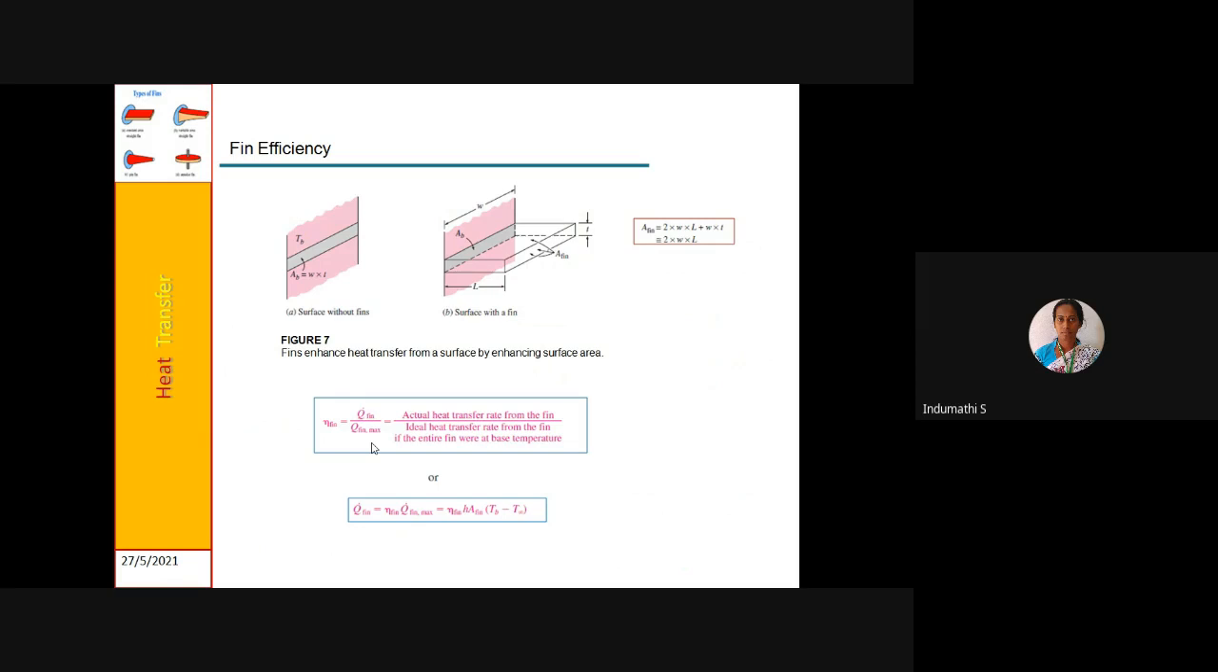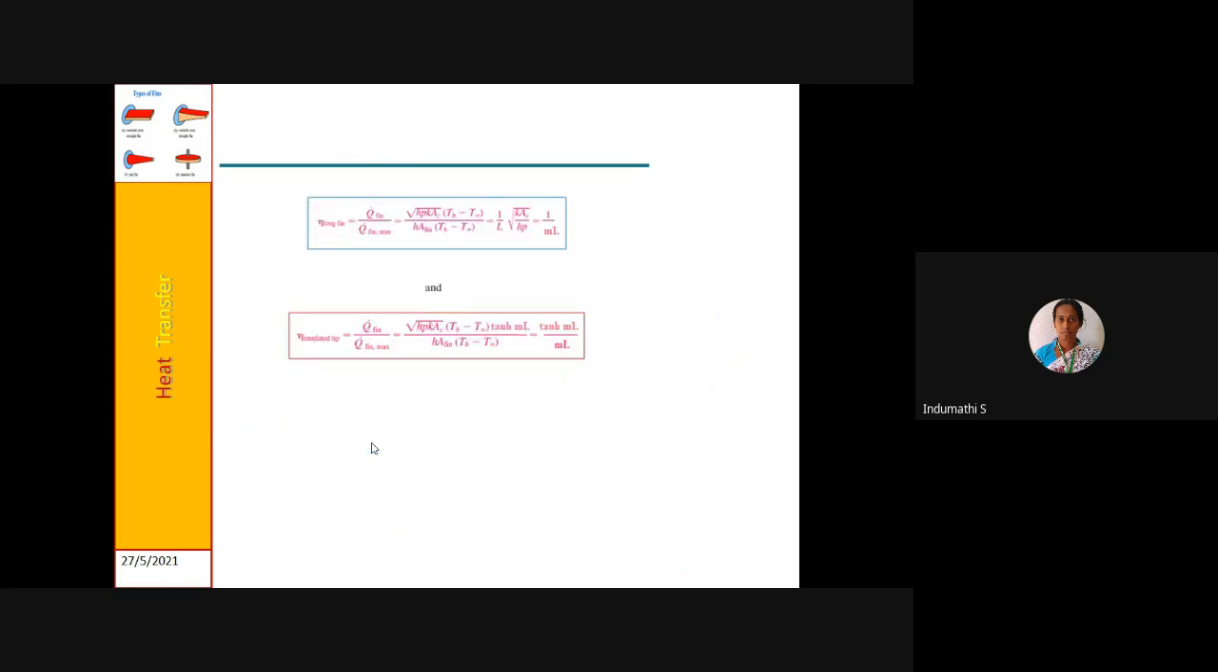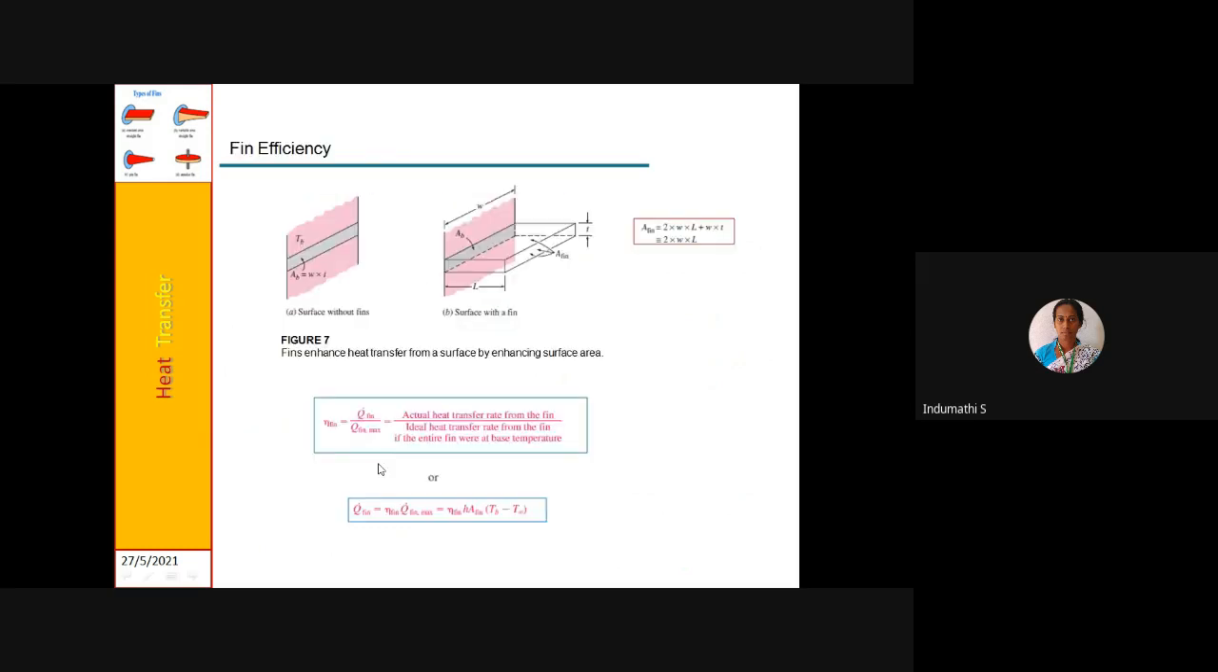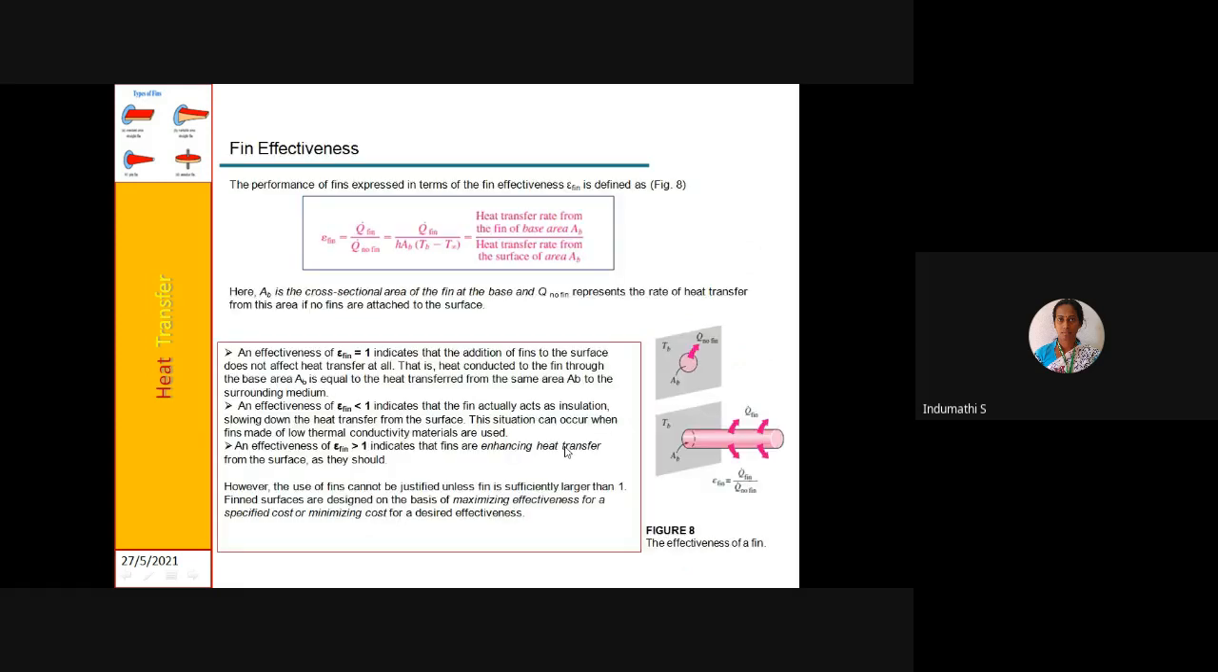So here, for the long fin and insulated fin, Q fin is equal to eta fin into Q fin max. So for long fin efficiency and for insulated tip we can write: for long fin, 1 by mL; for insulated tip, tanh mL by mL.